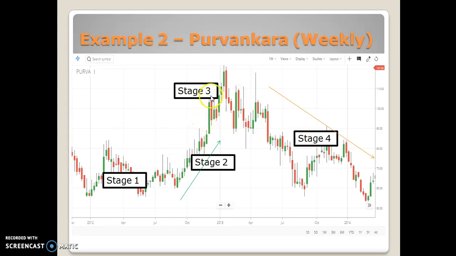Again, in the first 3 months of 2013, the stock goes sideways. Basically, this is my stage 3. And finally, the stock again sells off from this area until the first 3 months of 2014. This is a pattern which happens in every time frame.